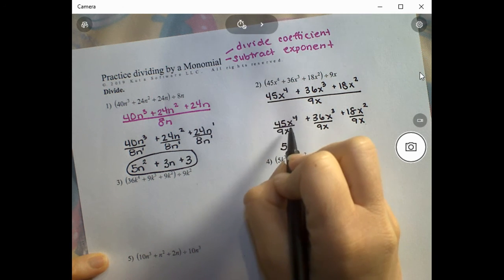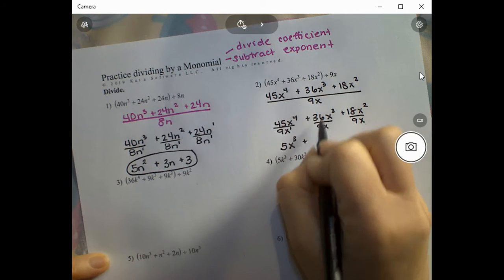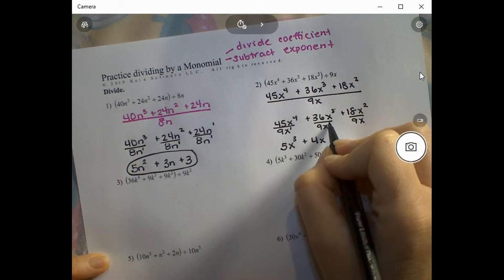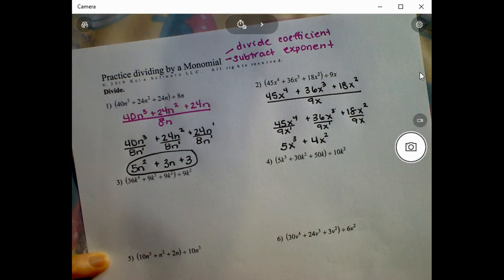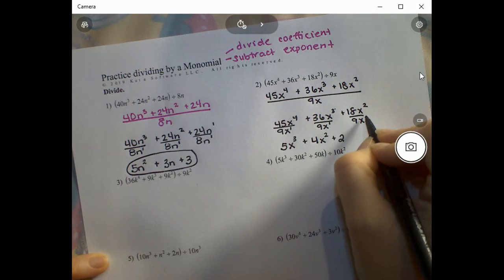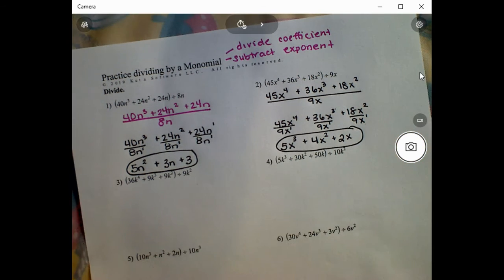45 divided by 9 is 5. X, 4 minus 1 is 3. 36 divided by 9 is 4. 3 minus 1 is 2. 18 divided by 9 is 2. 2 minus 1 is 1. And that really is how you do it. I'm going to do one that's slightly more complicated now just to show you how that would work. And then hopefully that's enough to get you started if you chose to move ahead.